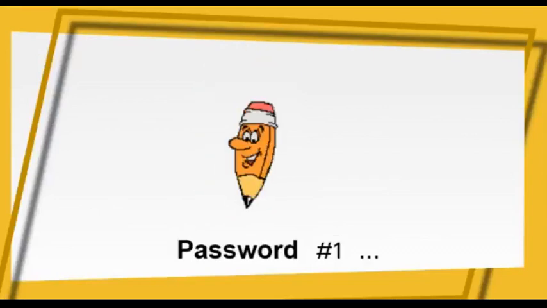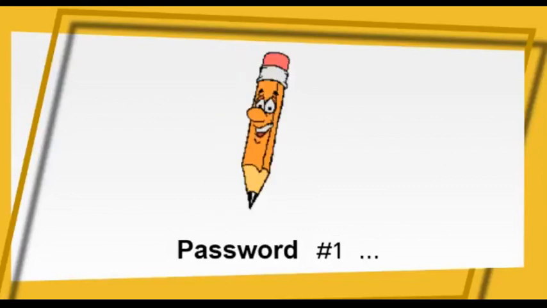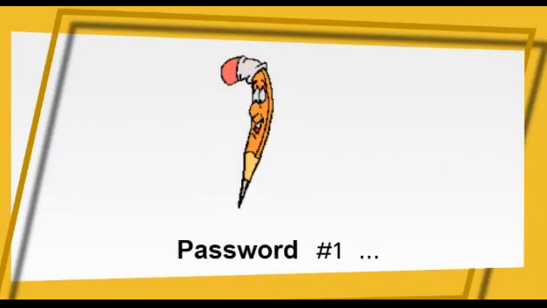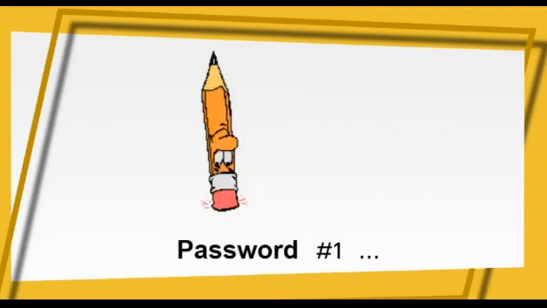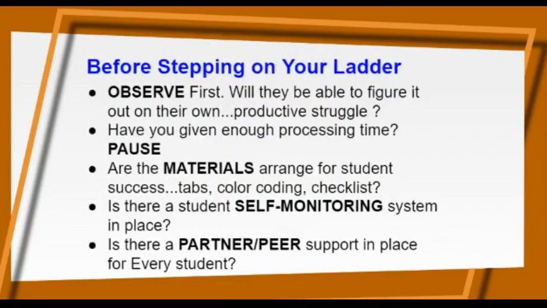Now we're ready for password number 1. The first password, least intrusive prompt. First password, least intrusive prompt. Write that down in your packet. I provided this graphic on the last page of your handout as it gives you examples of the type of visual supports, and sometimes that is the most frequently asked question. So the type of visual prompts that you can use with your students, check it out at the last page of your participant handout or packet.